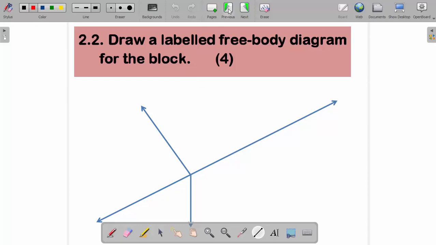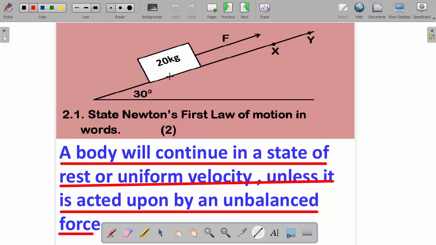Now our block is on the surface, which means the surface exerts a normal force pointing that way. And because it has got a mass, it has got weight, so the weight goes down like this. That's the weight there. And it's pulled by the force F, which pulls this block. I think you can see that.